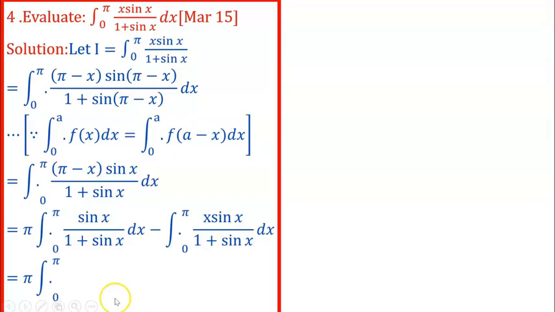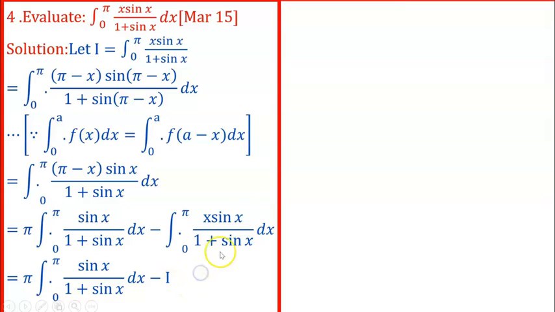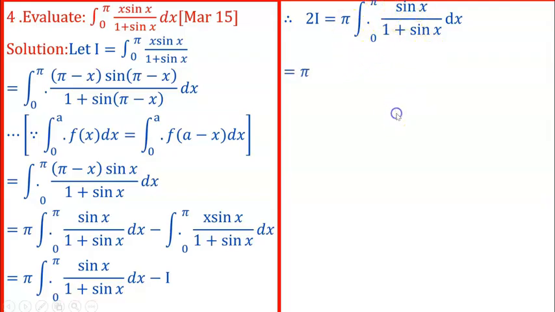See this here. That is pi times the integral from 0 to pi of sin x upon 1 plus sin x dx. This is the I repeated here. Therefore, I written this is minus I. Now shift this minus I to the left hand side. I plus I will become 2I. 2I is equal to pi times the integral from 0 to pi of sin x upon 1 plus sin x dx.